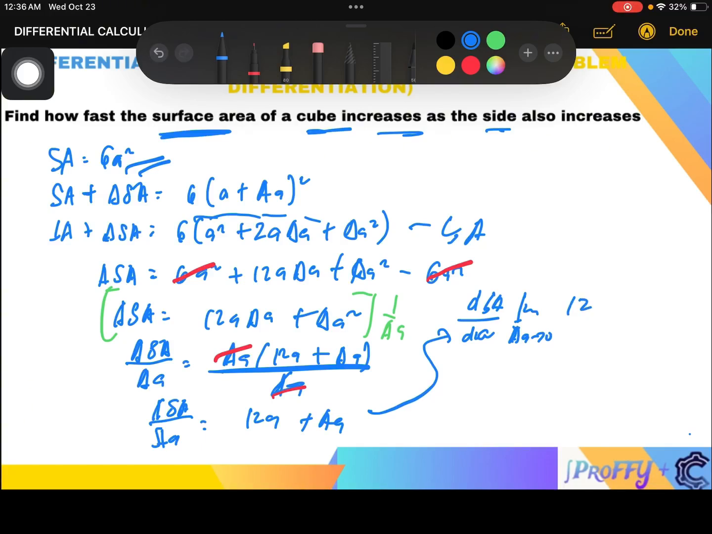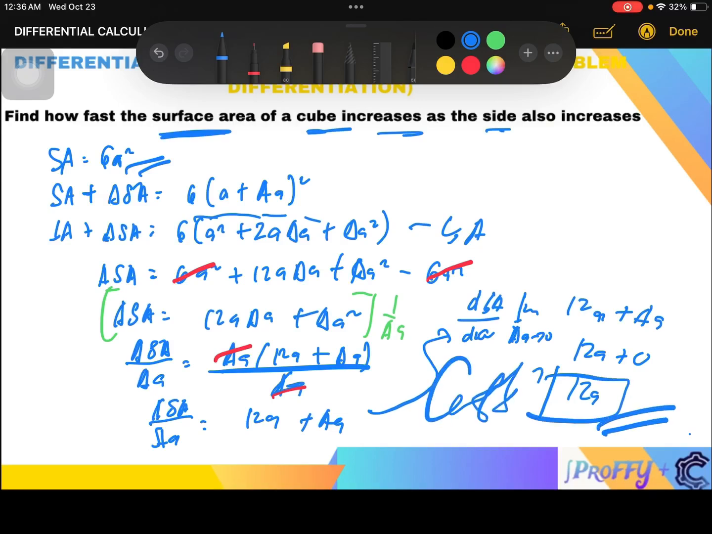Ang natira guys is 12a plus the delta a. So, the delta a is equals to 0. So, 12a ang final answer natin guys. Gets? Ano guys? Gets?